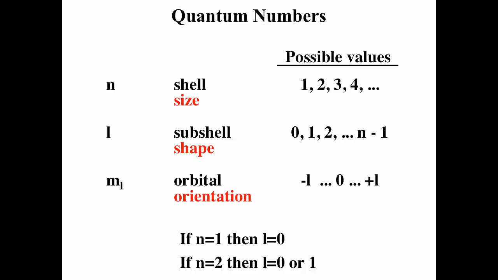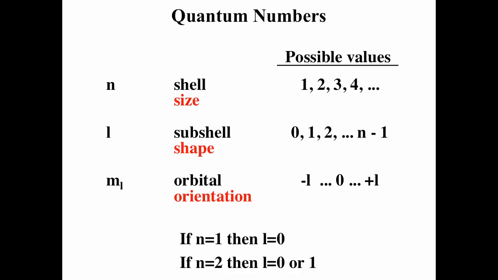And so again, there's an infinite number of orbitals, an infinite number of solutions of Schrödinger's equation. L goes from 0 to n minus 1. And so the possible values of L depend on what shell you're in. Right? So in the first shell, n equals 1, L is 0. In the second shell, n equals 2, L can be 0 or 1.